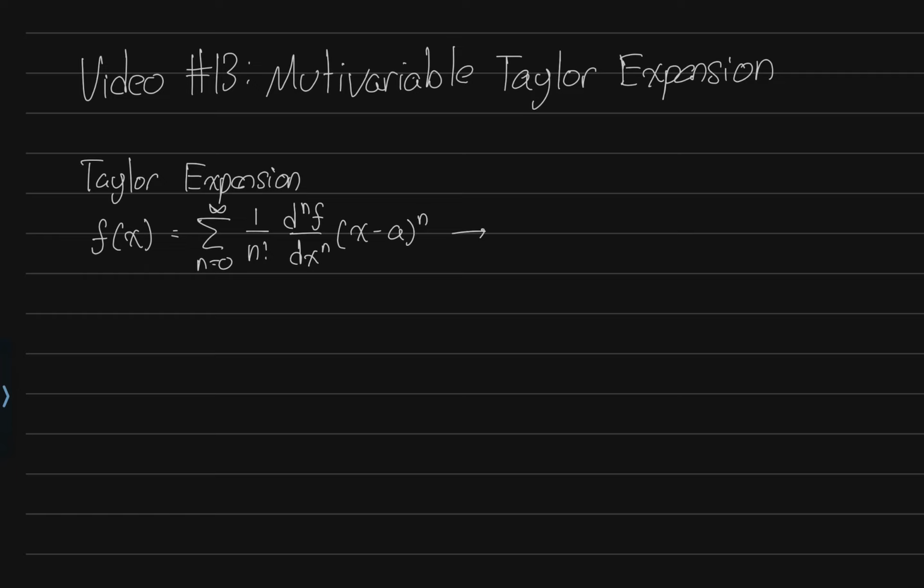And with some algebraic manipulation, we also found that we can represent this in a differential form, df of x, which is going to be the infinite series from n equals 1 to infinity of 1 over n factorial times the nth derivative of f of x with respect to x, times dx to the power of n. And this is going to be for a single variable function f of x.